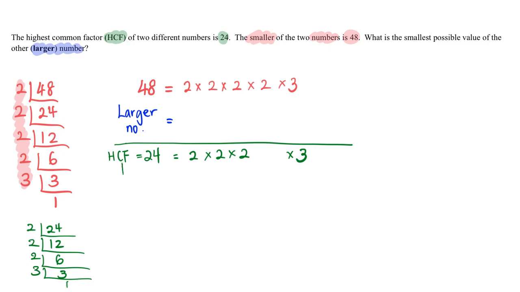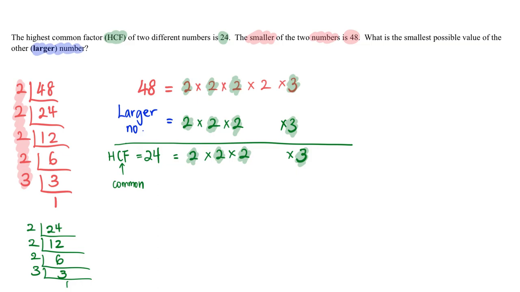The very notion that the C represents common means that whatever factors are found in the common factor must be found in both 48 and the larger number. 2 must be found in both of them. 2 must be found in both of them. 3 must be found in both of them. So therefore, this is the base already. However, this will give me 24, the larger number.